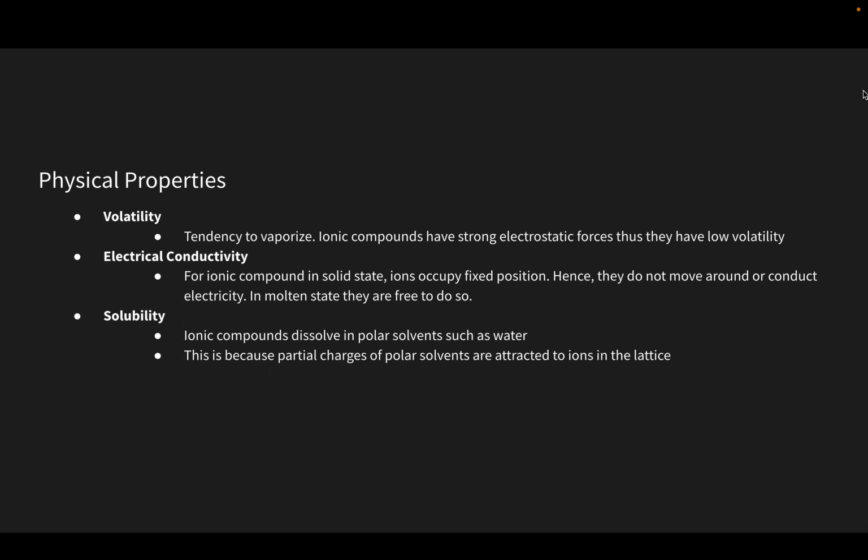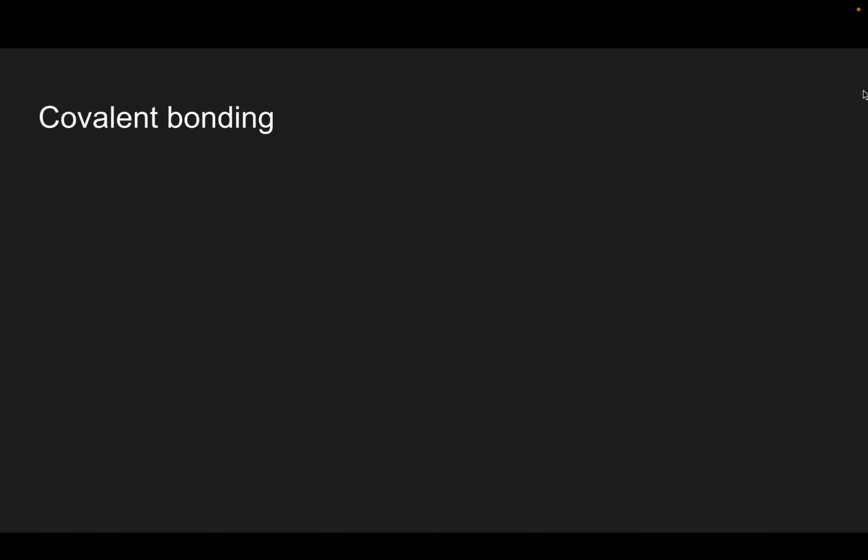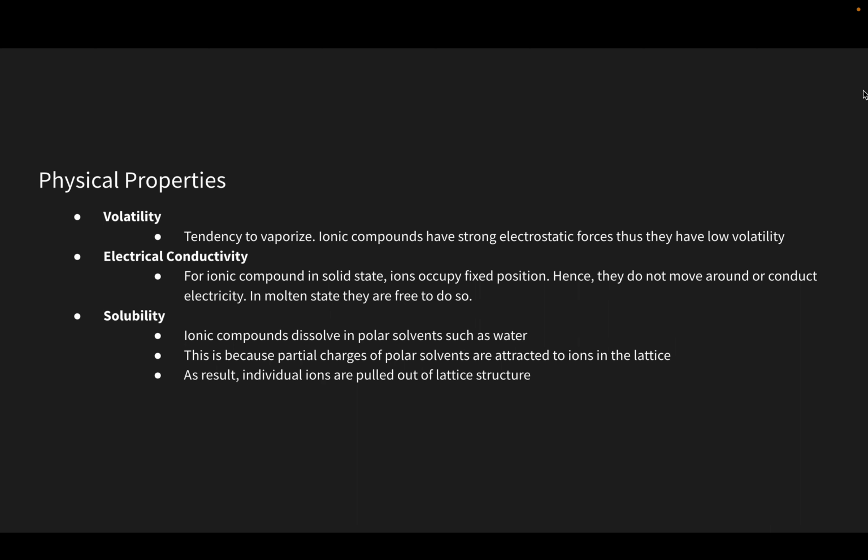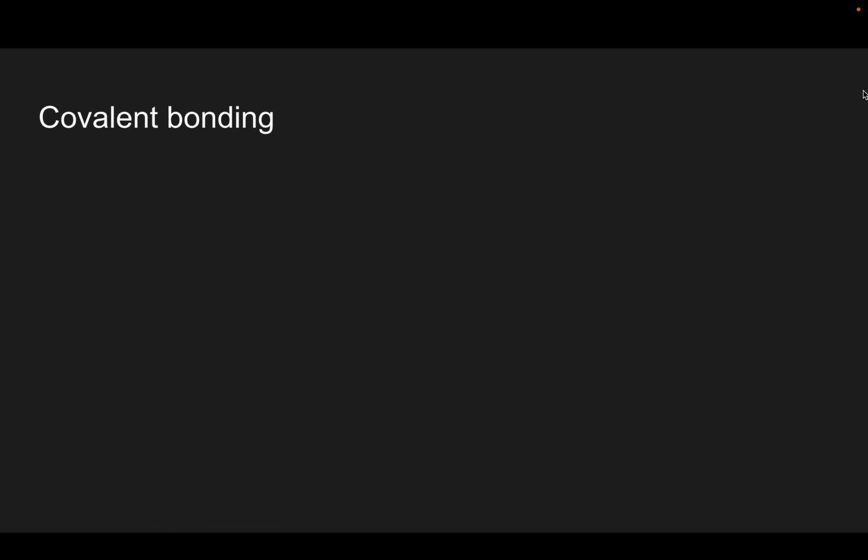So, for example, if we take into account a positive ion, it's going to be surrounded by oxygen, while hydrogens will surround negative ions. And as a result, individual ions are pulled out of the lattice structure. So basically it was short information about ionic bonding for you to revise.